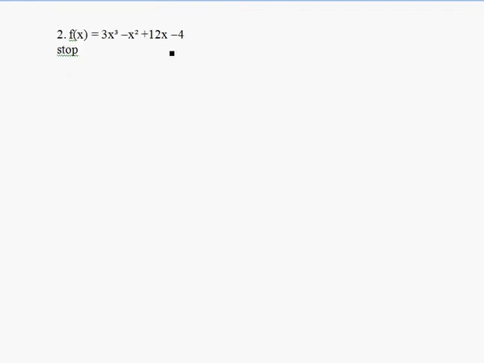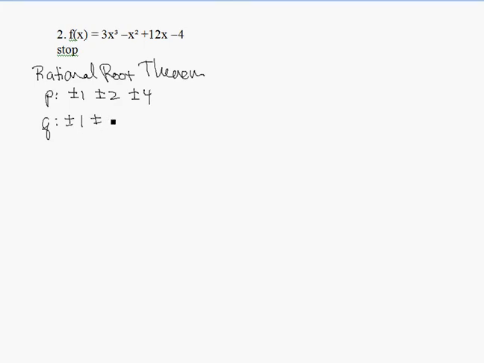So let's try to find the roots of our polynomial again. First, I'm going to use the rational root theorem. Factors of 4, which are my p-values, are ±1, ±2, and ±4. And my q-values are ±1, ±3. I then divide 1 by both of these, so I get ±1 and ±1/3. 2 by both of those, I get ±2, ±2/3, ±4, ±4/3. And then I'm going to evaluate the function at these 12 values.